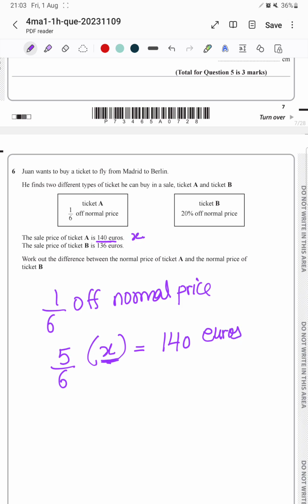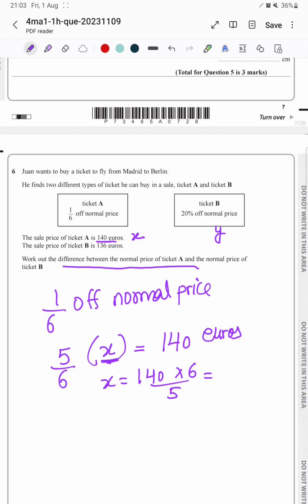Let's say in this case the normal price is X and in this case the normal price is Y. And we have to find out the difference between the normal price of ticket A and ticket B. So when I solve this, 5/6 of X, so X will be equal to 140 times 6 over 5. We can calculate this value.